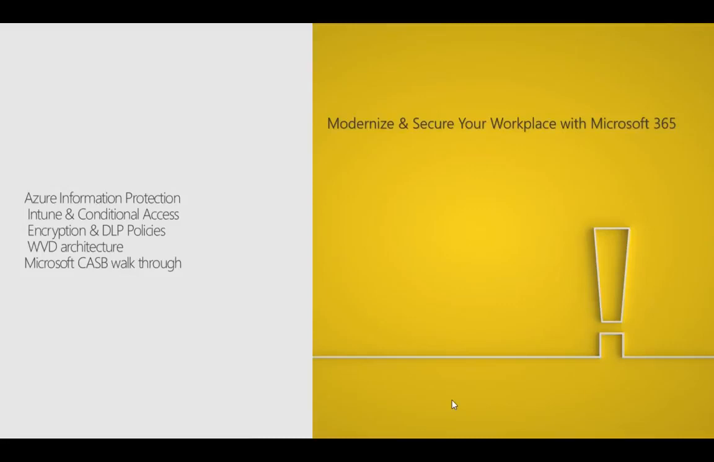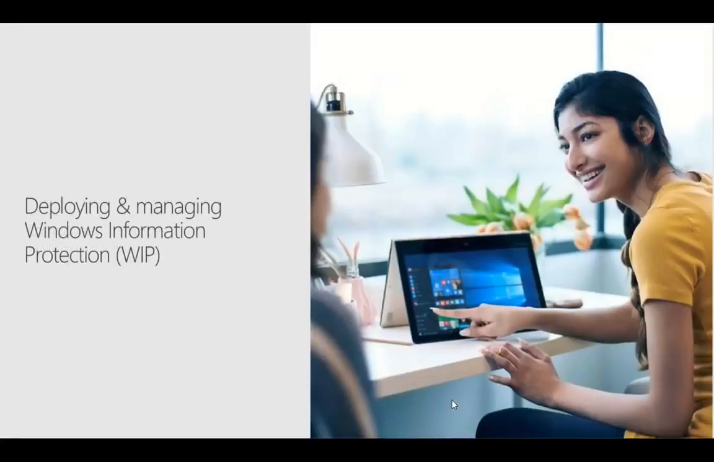The agenda of today's session is Azure Information Protection, which helps you protect your data from being stolen or lost; Intune and conditional access for mobile device management; encryption and DLP policies for data loss prevention; WIP highlights, a traditional protection that comes with enhanced features from Microsoft; and a short walkthrough of CASB, a cloud product of Microsoft. So let's begin with understanding Azure Information Protection.